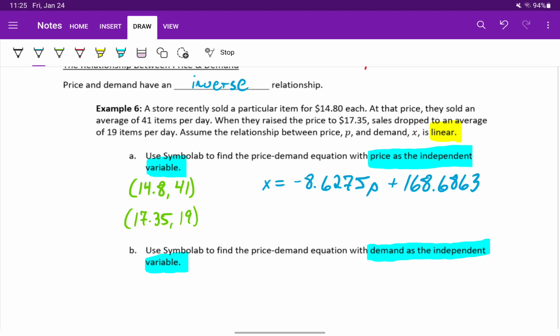Notice here that while we often set up linear equations as y equals mx plus b, in this case, price P is the independent variable, so it needs to be on the side of the equation with the numbers being multiplied, added, subtracted. And then our value for demand, x, is the dependent variable. That's the variable that's isolated by itself.